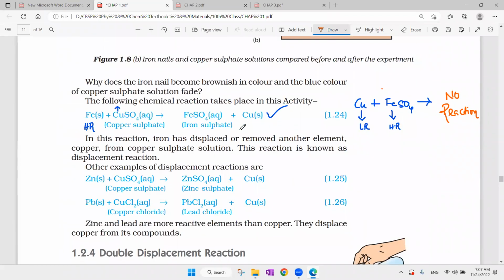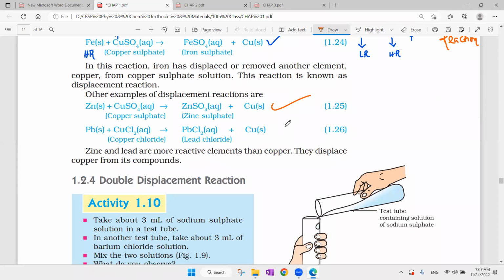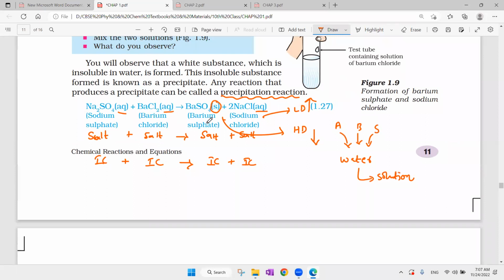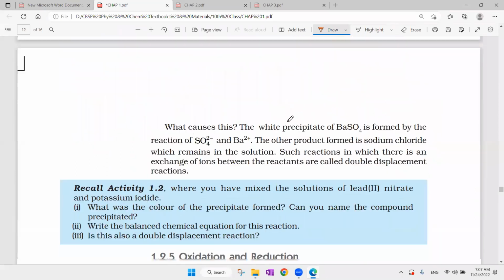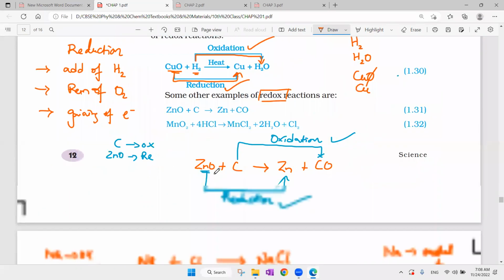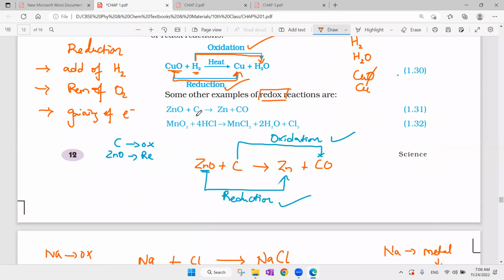Iron plus copper sulfate gives rise to iron sulfate plus copper. Zinc plus copper sulfate gives rise to zinc sulfate plus copper. Lead plus copper chloride gives rise to lead chloride plus copper. Sodium sulfate plus barium chloride gives rise to barium sulfate plus sodium chloride. Copper plus oxygen gives rise to copper oxide. Copper oxide plus hydrogen gives rise to copper plus water. Zinc oxide plus carbon gives rise to zinc plus carbon monoxide. Manganese oxide plus hydrochloric acid gives rise to manganese chloride plus water plus chlorine.